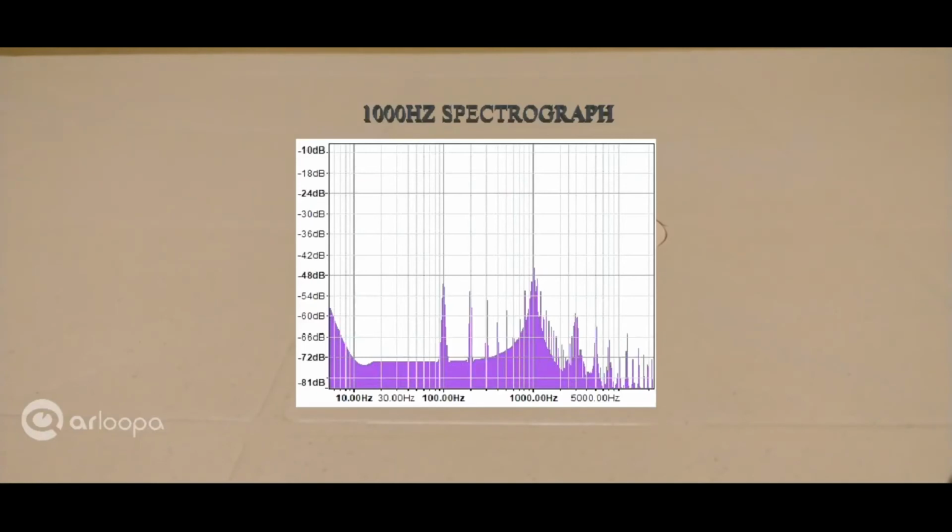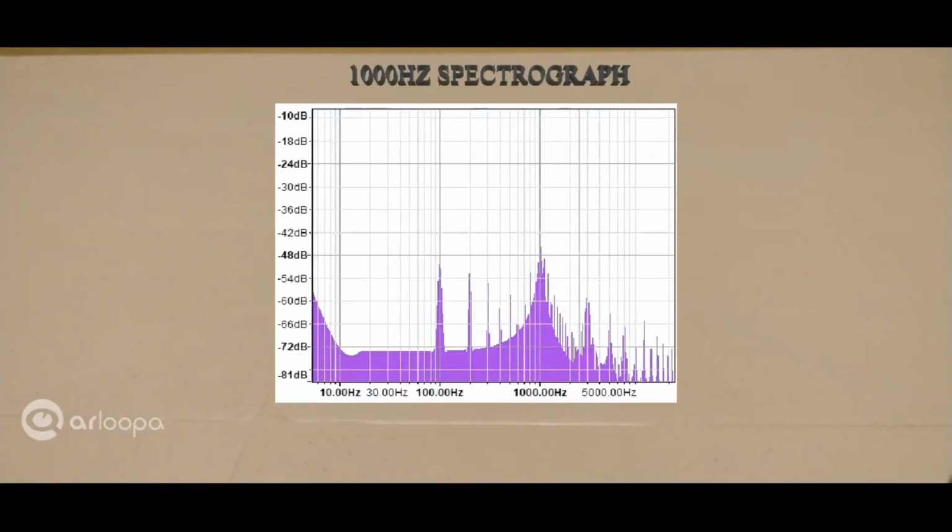This is a spectrograph of a 1 kHz square wave, and the dominant frequency is the fundamental at 1000 Hertz, and the next frequency is the next odd harmonic, which is 3000, and the next odd harmonic is 5000 and 7000 and so on.